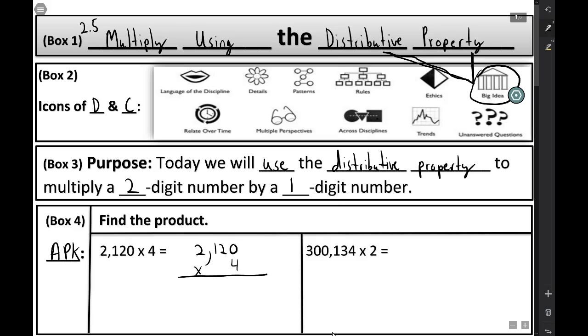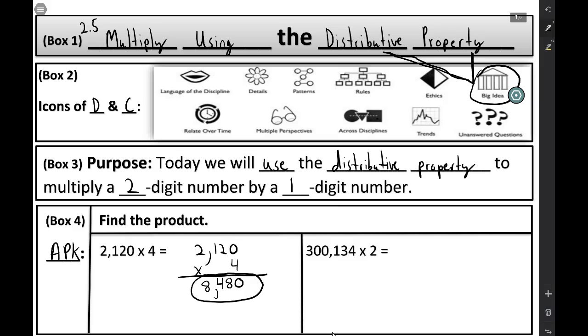Make sure that you align correctly. 4 times 0 is 0. 4 times 2 is 8. 4 times 1 is 4, comma, and 4 times 2 is 8. My product is 8,480. I'm going to give you a couple more seconds to do this next one.